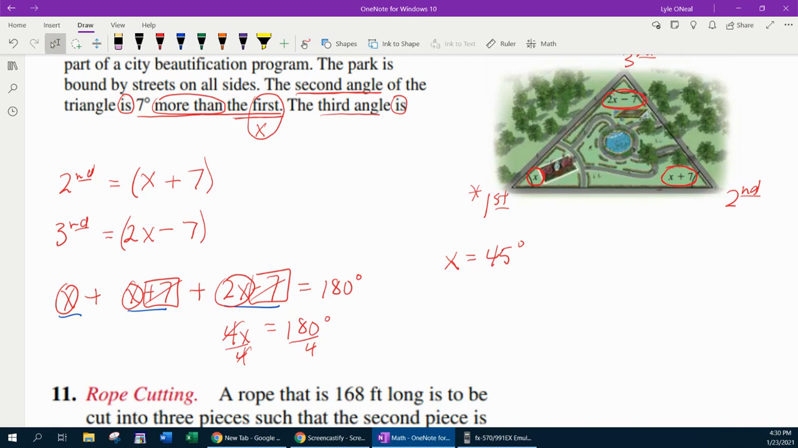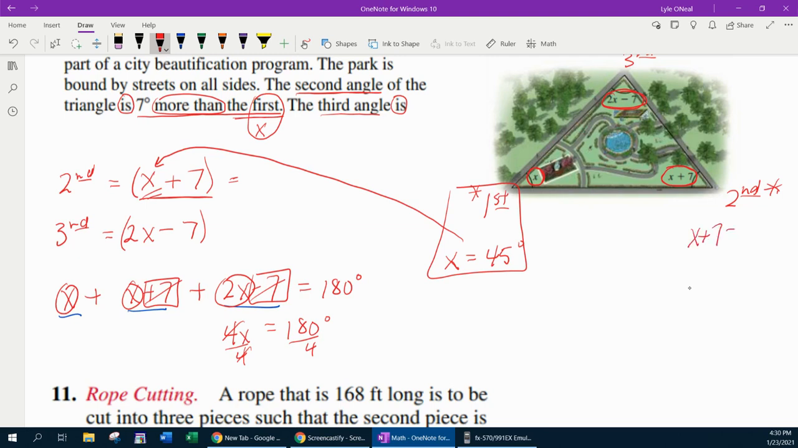Now, what is the second angle? Well, remember the second angle is x plus 7. Now that I know that x is 45, I can substitute and work that out and get the second angle. Okay, so this is the first angle. The second angle is going to be x plus 7, which is 45 plus 7, which is 52.